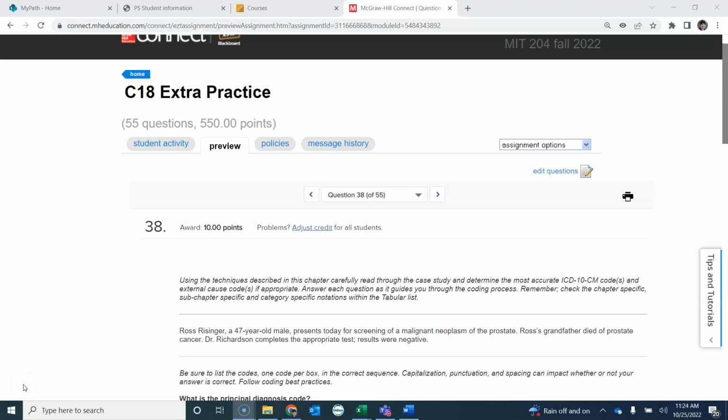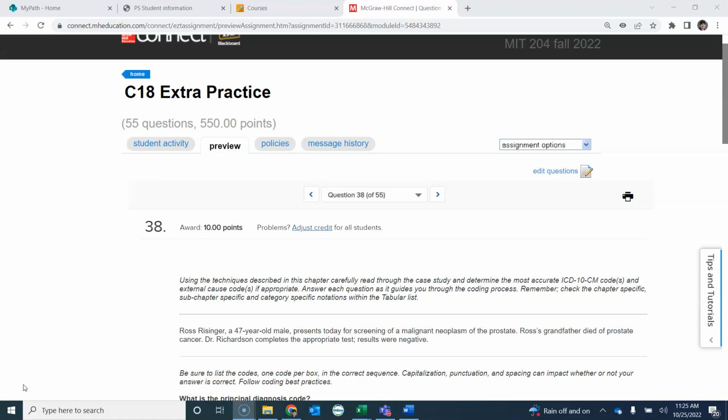Chapter 18 deals with the Z-codes. And so Z-codes are used when there's not really a problem, okay? Because for every encounter, for every service provided, there has to be a reason that that service was provided, okay? So here's an example in your extra practice, okay?